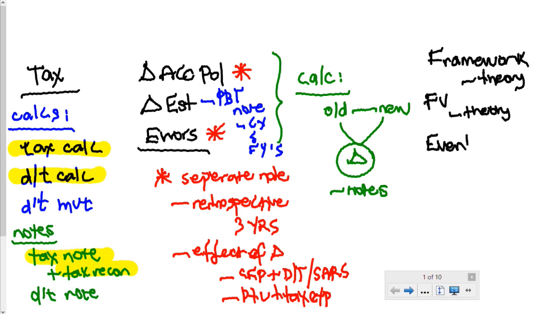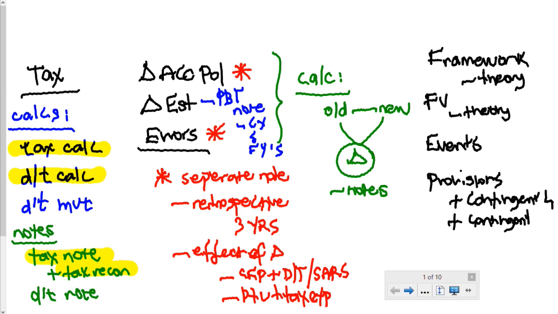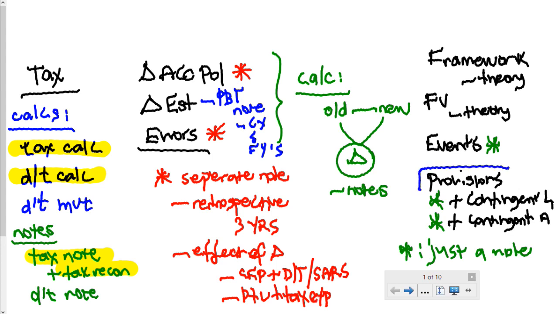We then also looked at a couple of sections that kind of go together: events after reporting and provisions. And together with provisions, we also looked at contingent liabilities, and we looked at contingent assets. With events, contingent assets, contingent liabilities, it's just a note. Those three are just a note. No journal entry. With provisions, it's a big note. Our provisions note is a big note.